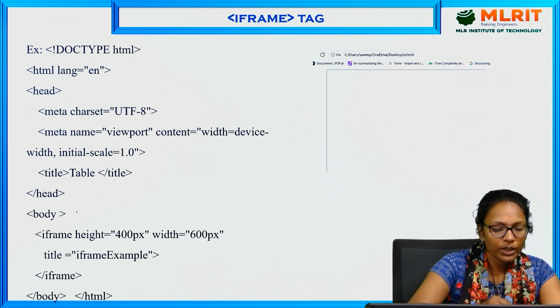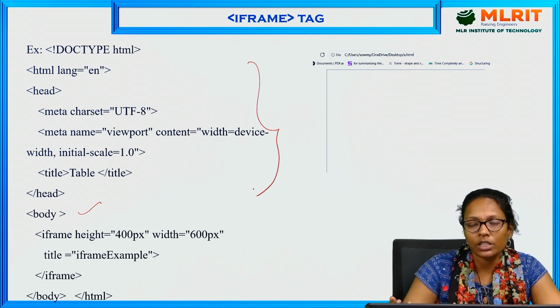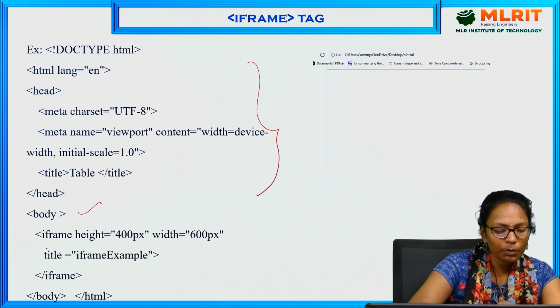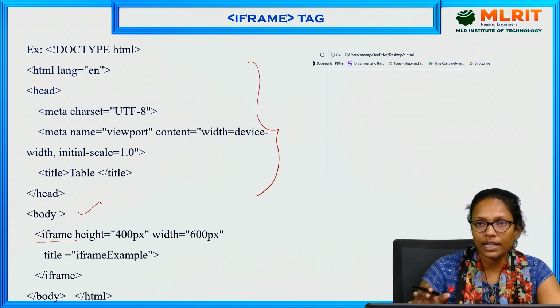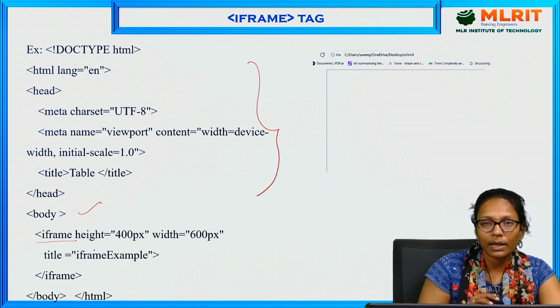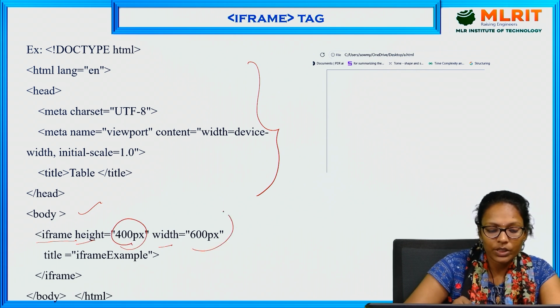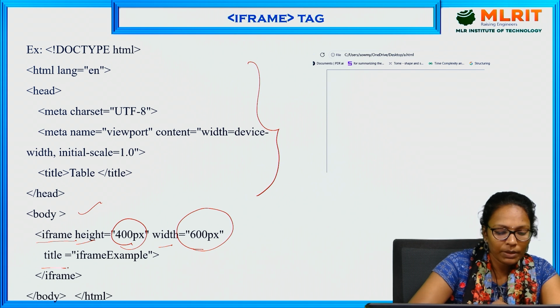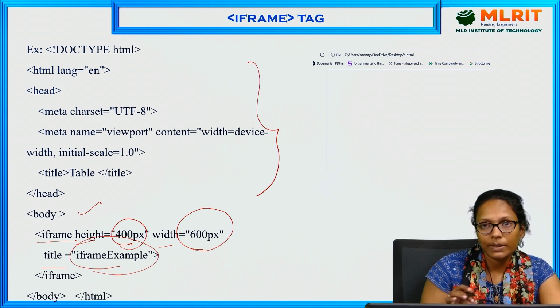So here in the body section, I'm not focusing on the header section. As we know, in the header section, we generally mention the title name or meta information. But here I'm just focusing on the body section only. Inside the body section, I'm creating the iframe, a small web page inside a bigger web page. For this iframe, we have different attributes, but here I'm using height and width. Height is equal to 400 pixels, width is equal to 600 pixels, and I'm giving the title as iframe example.